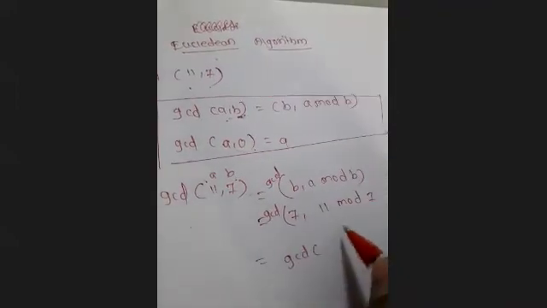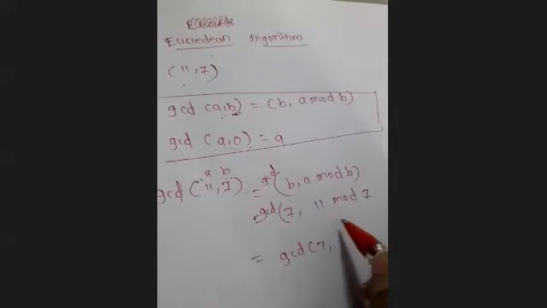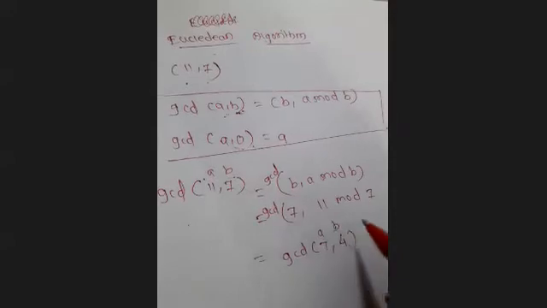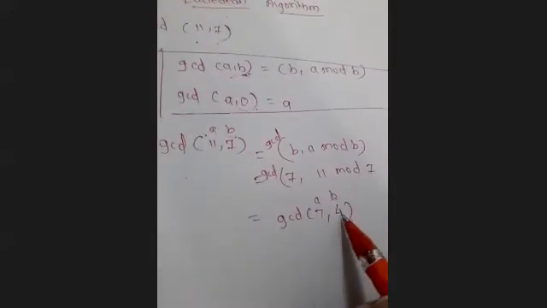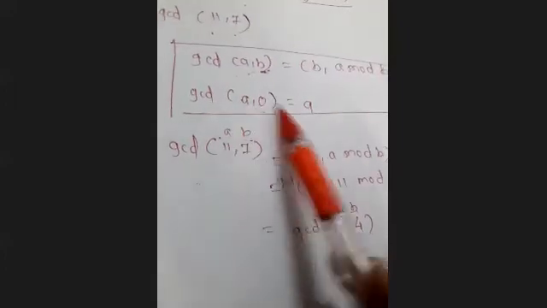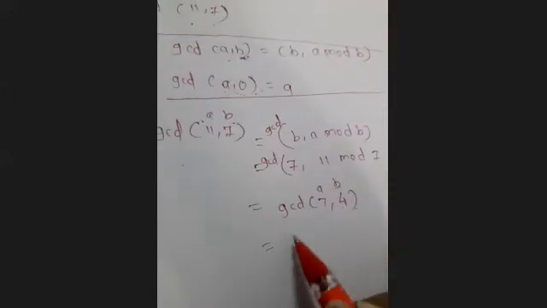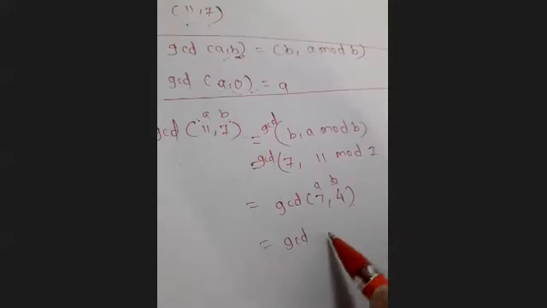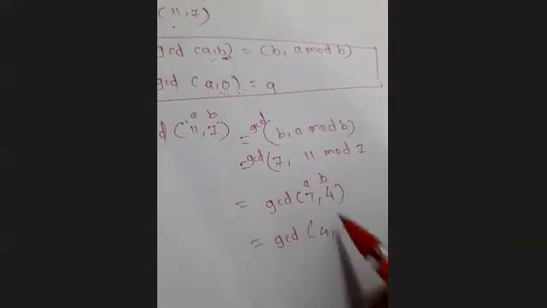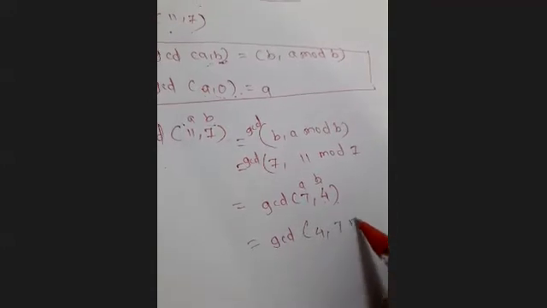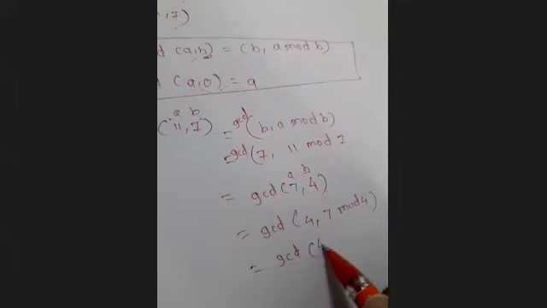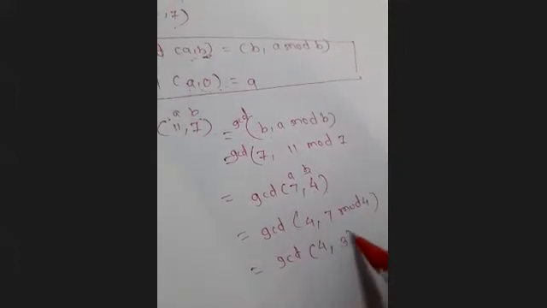GCD of 7 comma 11 mod 7 will be 4. So this will now become A and this will become B. We have to continue till we get the value A comma 0. Again we apply the same formula, B comma A mod B. Here B value is 4, and 7 mod 4 will be 3.